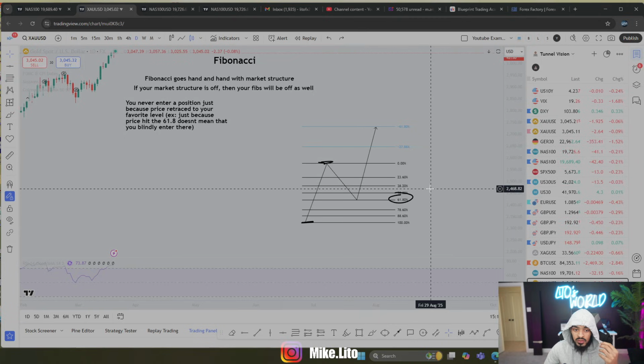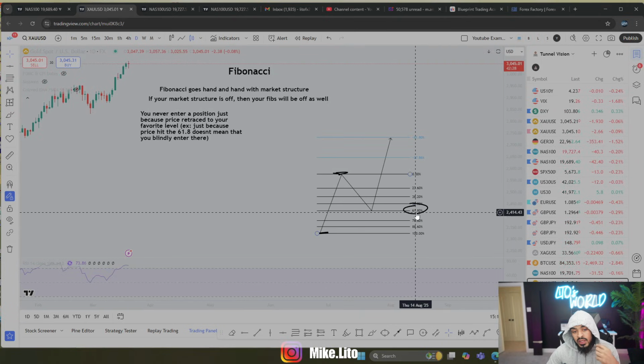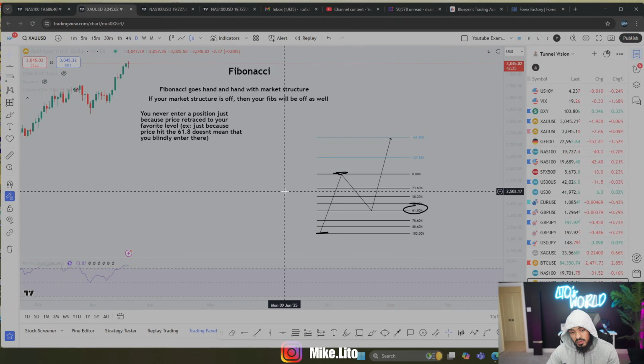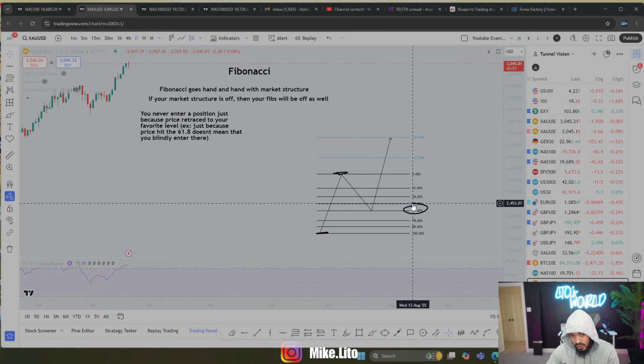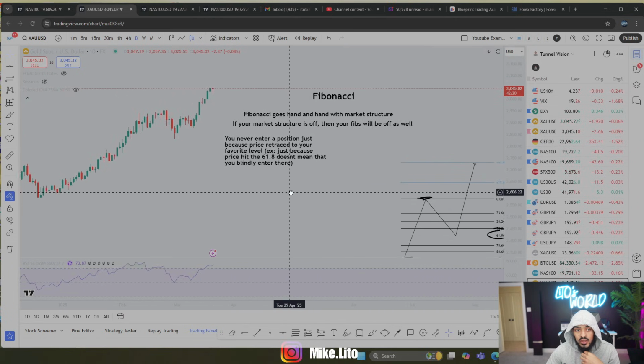Now, be mindful, like I said, you never just enter on a 61.8 just because it's there. You never just enter on 38, you never just enter on 50%, and so forth and so on, right?